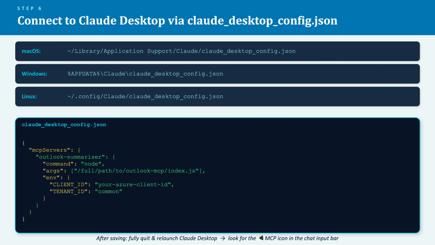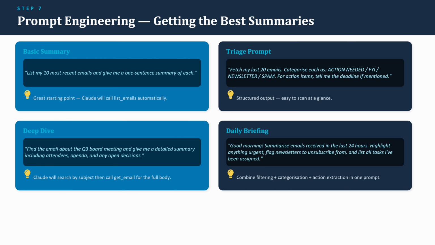When it loads, you should see a small plug icon in the chat input bar. Click it, and you should see Outlook Summariser listed. That means Claude can now use your tools. Let's test it. Now let's look at how to get the most out of this.